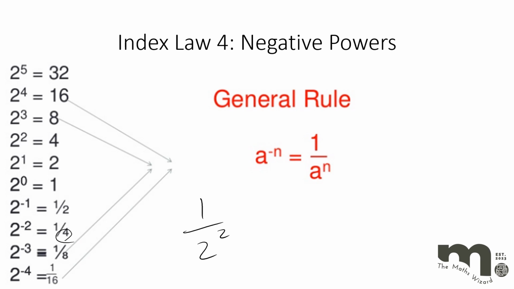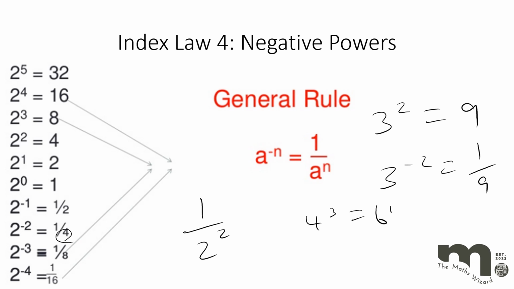If we want to look at some other examples, for example, 3 squared, which is 9. So 3 to the power minus 2 would be 1 over 9. 4 cubed is 64. So 4 to the power minus 3 would have to be 1 over 64.